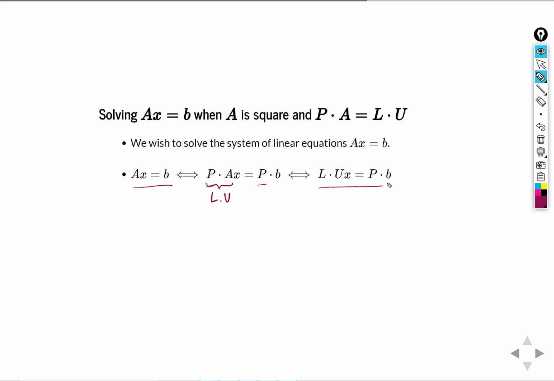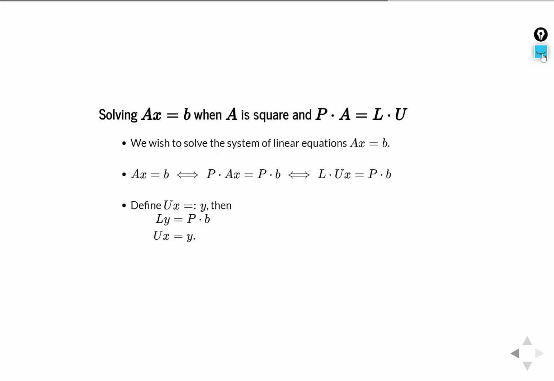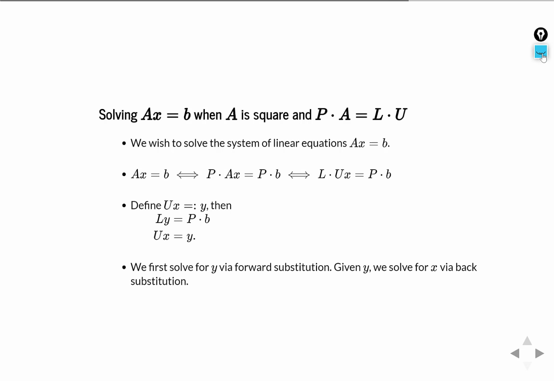Notice that the right hand side now is a new vector P times B and not just B. So we define a new variable Y to be U times X. Therefore we get LY equals P times B and U times X equals Y. We first solve for Y via forward substitution because L is a lower triangular matrix. Given Y, we solve for X via back substitution because U is an upper triangular matrix.